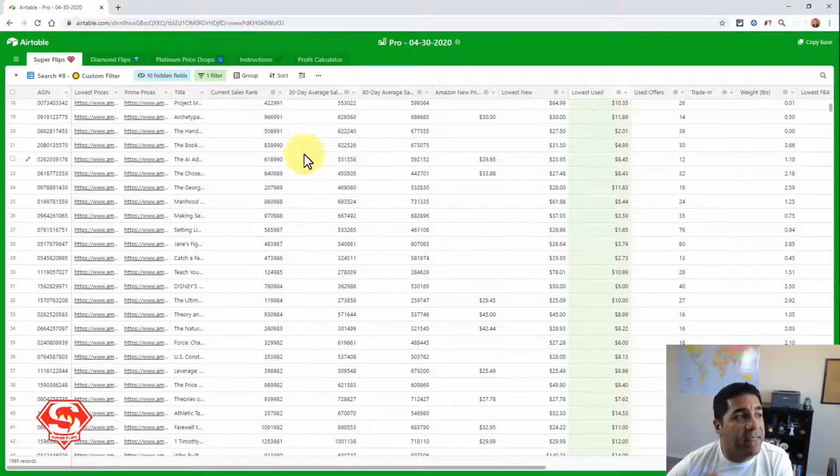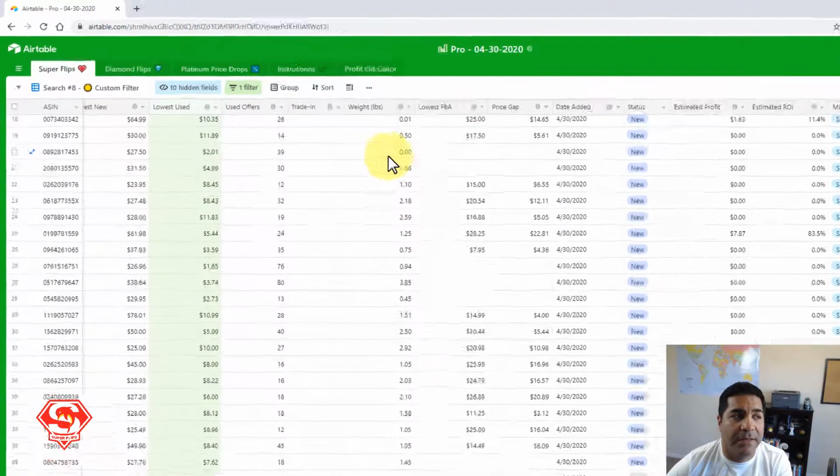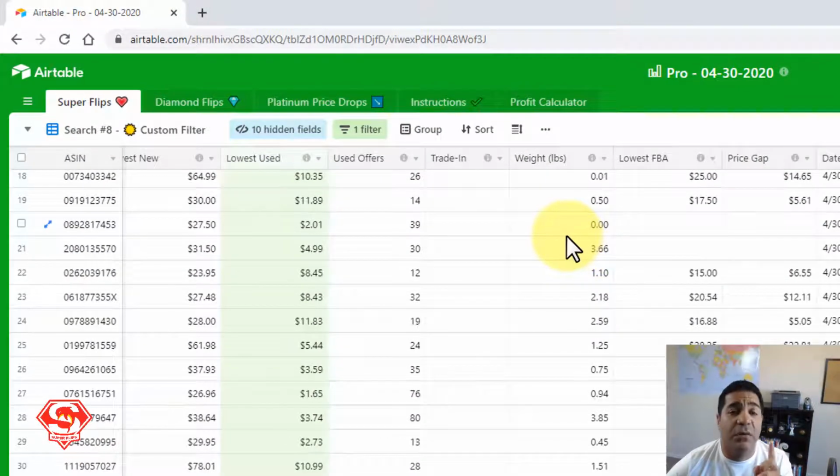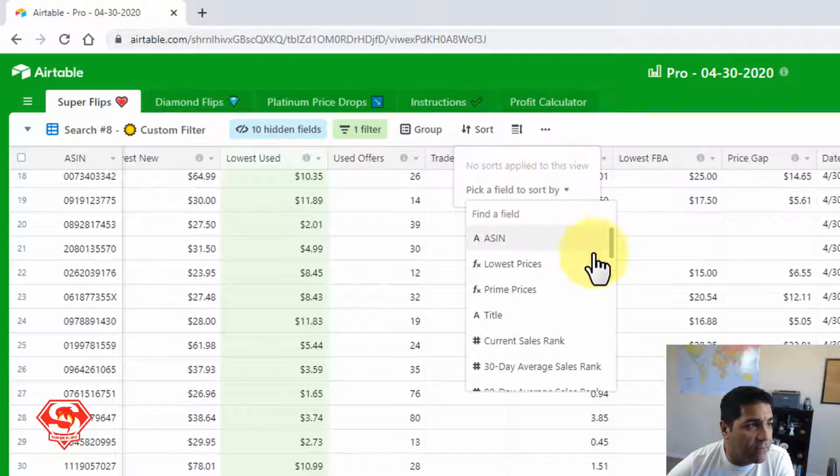Okay, and then what you can do is, let's remember the price gap, right? Let's say I want to look at price gap. We just filtered, now we're going to sort. We're going to sort from highest to lowest. So now we're going to click on sort, and we're going to click right here, and we're going to look for price gap.